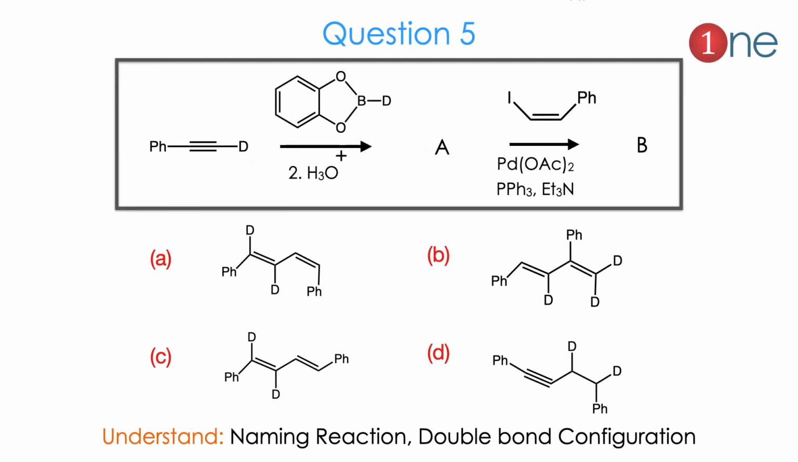Then question number 5, the starting material is an alkene, which is a deuterated one, and the boron we are using and hydrolysis. They ask you to find the product A. Then you are adding the vinyl compound. Then palladium is also used as catalyst. They are asking you to find the B. Here a naming reaction is involved, you have to guess boron and triple bond and double bond. You have to guess the naming reaction as well as the double bond configuration.